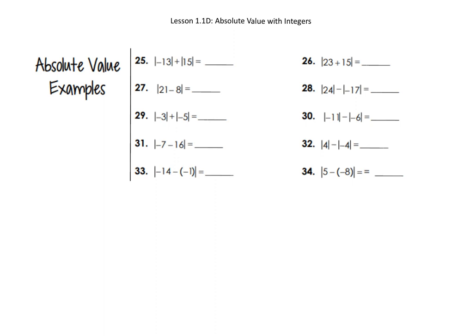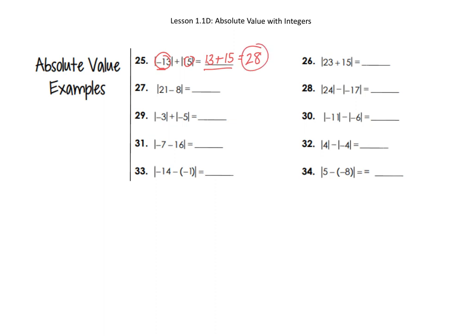So on 25, I've got the absolute value of negative 13. We're supposed to take that first and then add that to the absolute value of 15. So the absolute value of negative 13 is positive 13. We're adding that to the absolute value of 15, which is still 15, and then we're allowed to add these two positive numbers together, which comes out to 28.